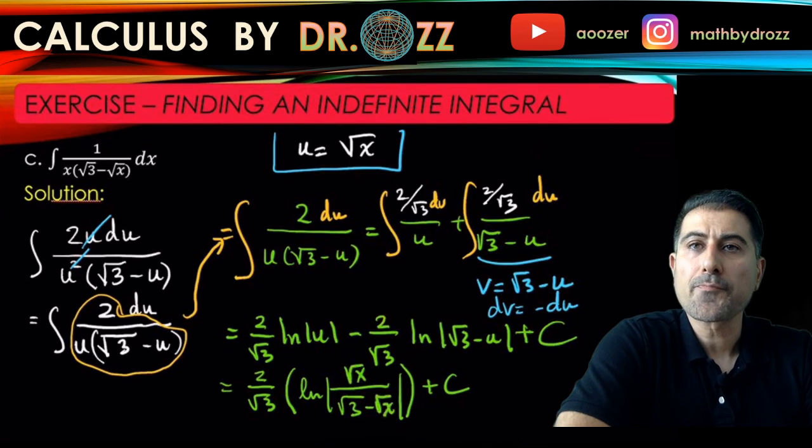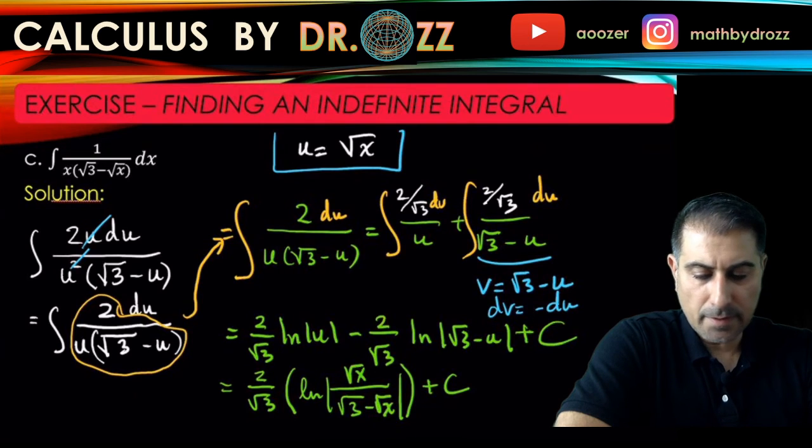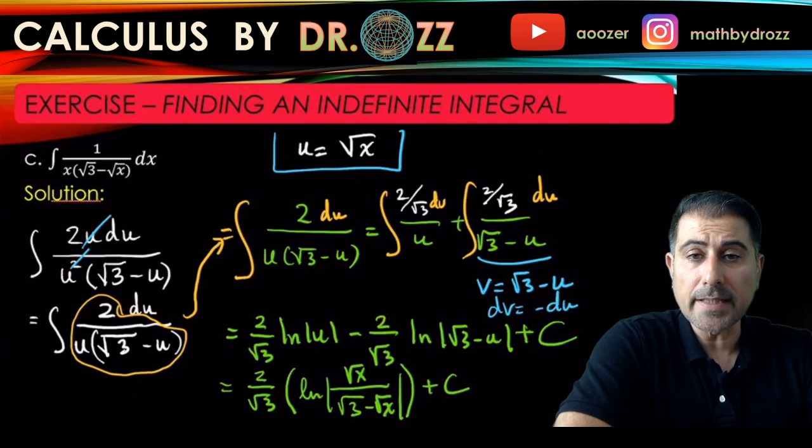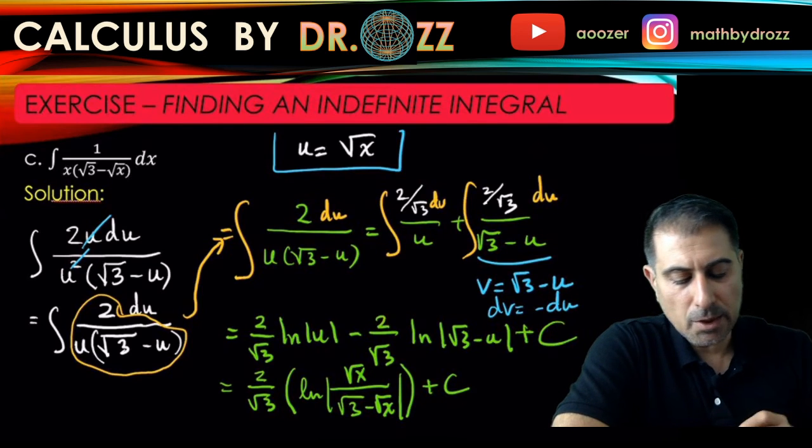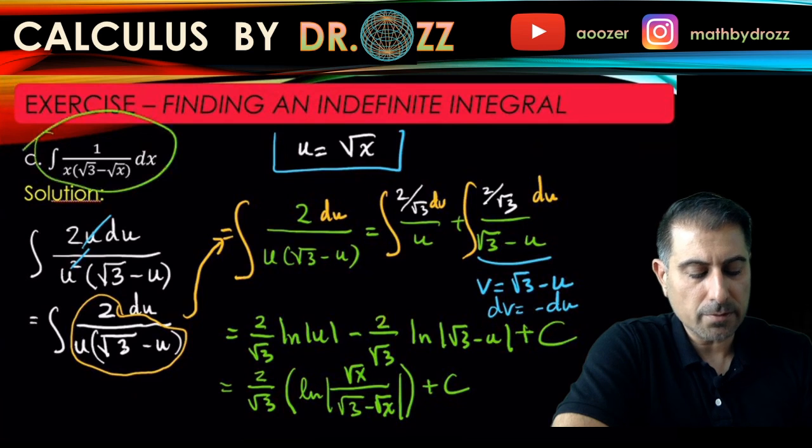I think this takes care of part C at this moment. This is the final output. So this integral is equal to this integral here.